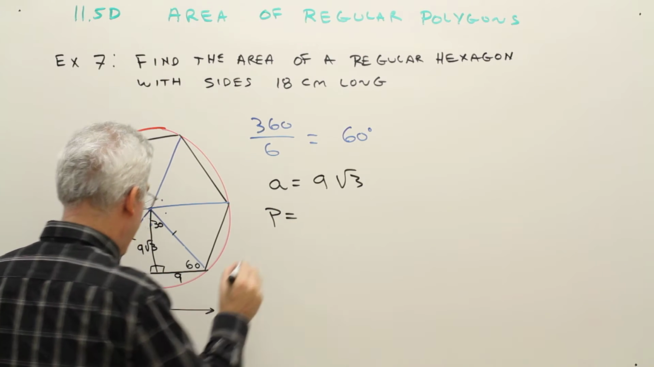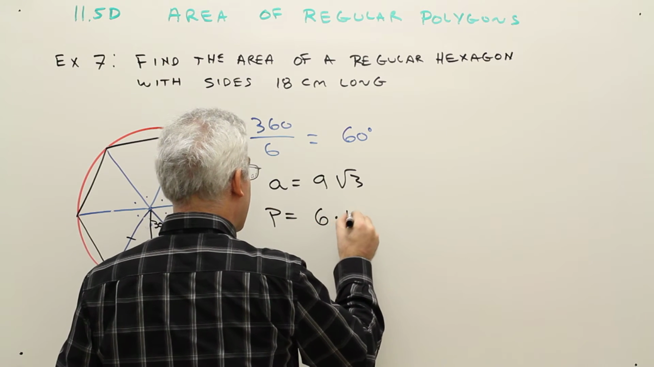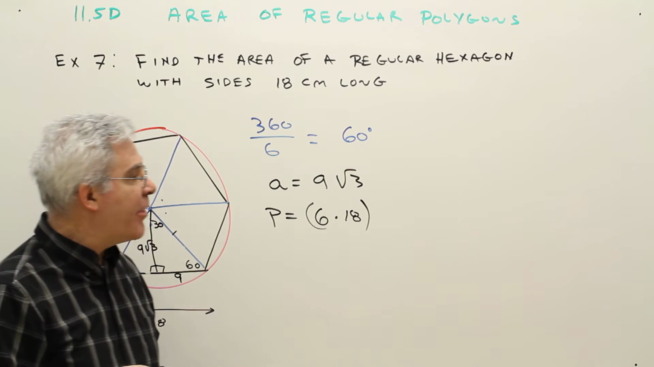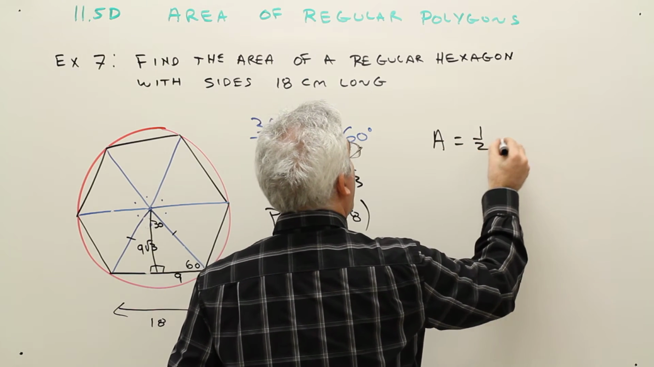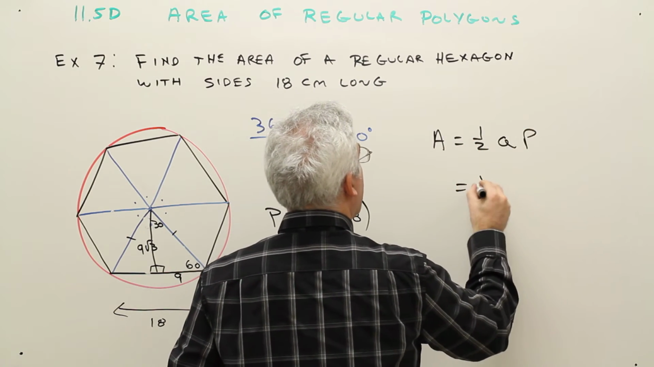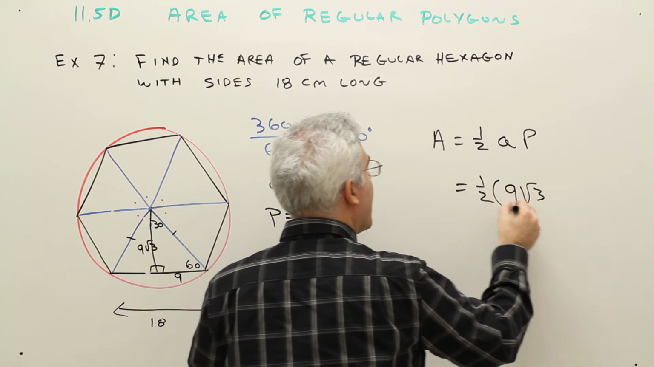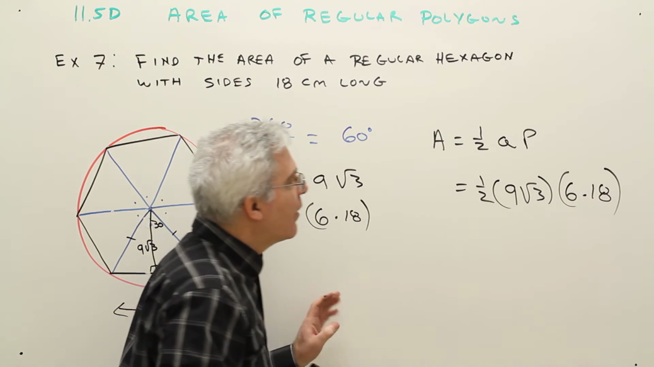The perimeter will be 6 of these sides. I'll go 6 times 18. I'll work that out later. And now the formula. Area equals 1/2 AP equals 1/2 times 9 rad 3 times 6 times 18.